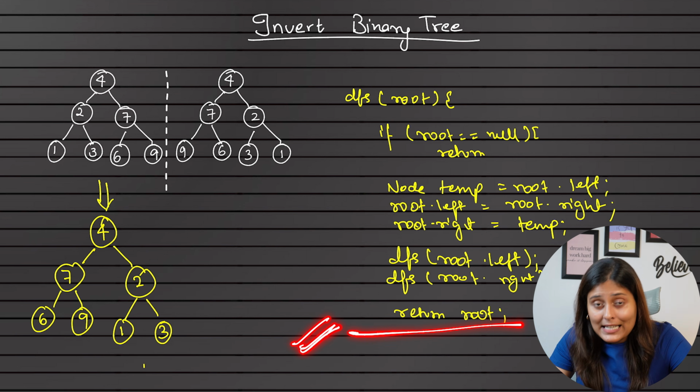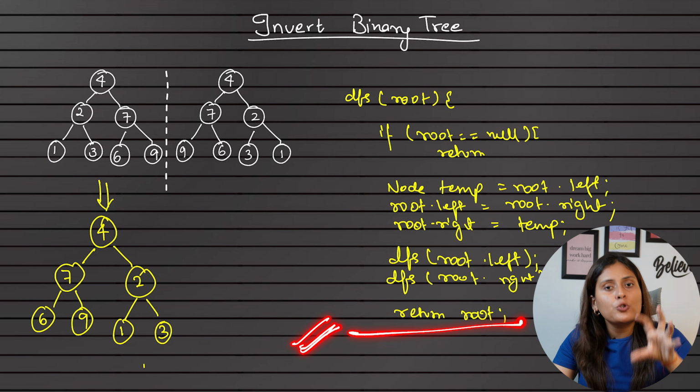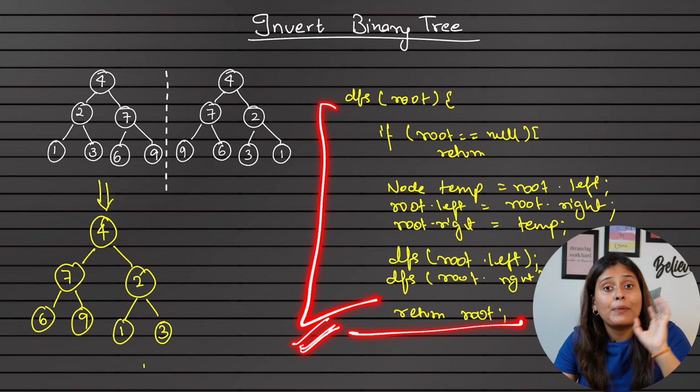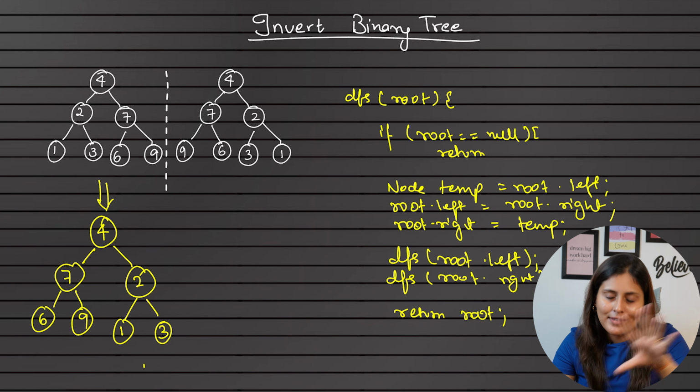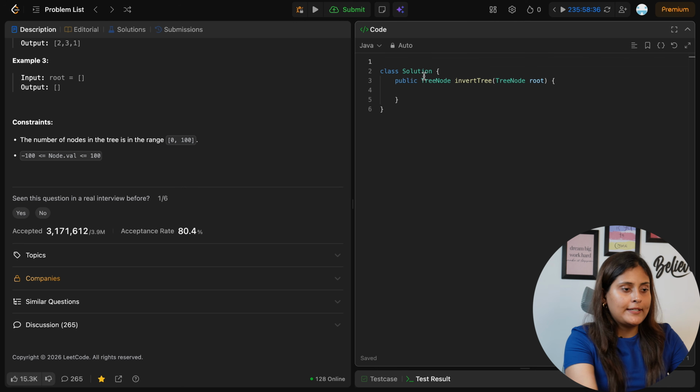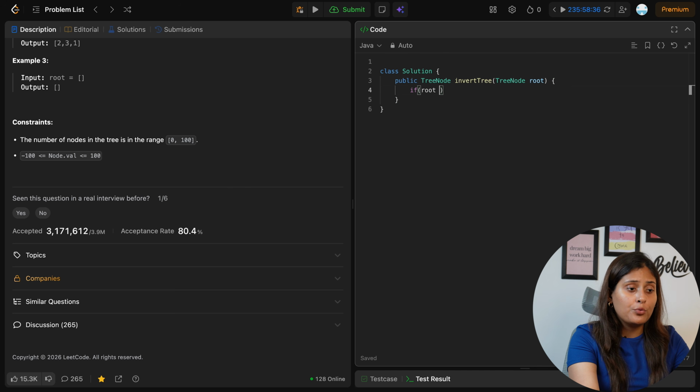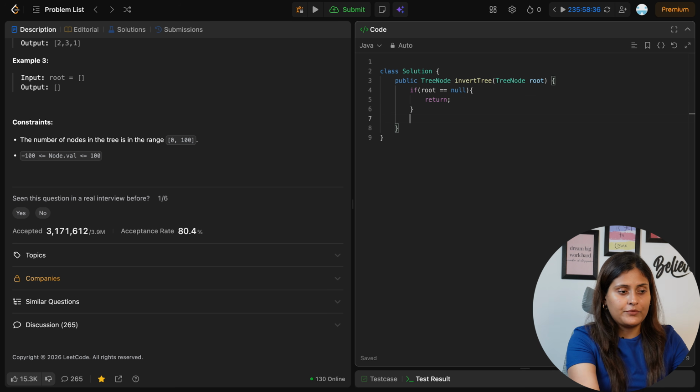Now let's write this in the editor and then we'll see how to do it with BFS. Remember, although DFS is the most preferred one, still if you want to know how to do it in BFS, we'll do that. But first, let's code it in the editor. So here is the editor we have. First we'll write the base case: what if our root is null? If our root is null, return as it is. Very good. Now our task is to swap.